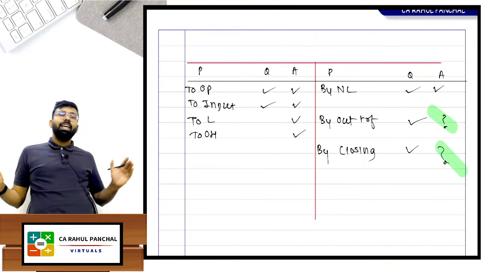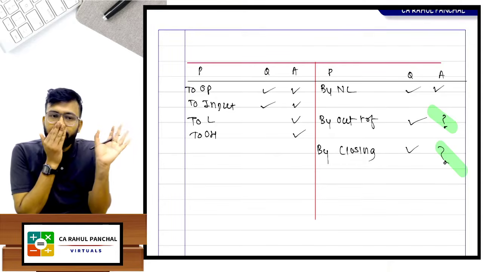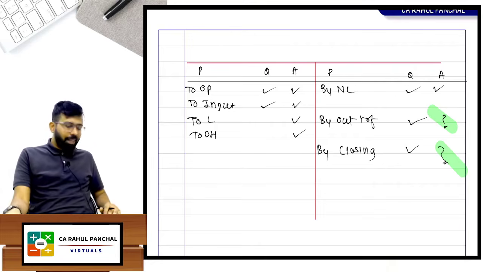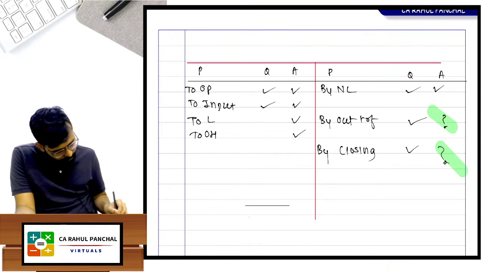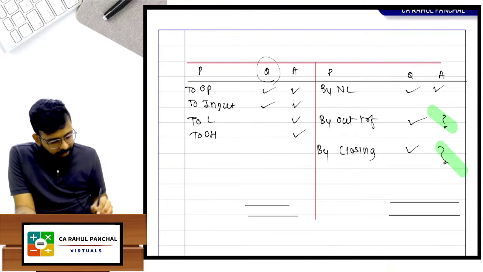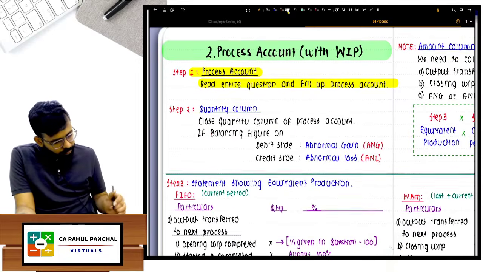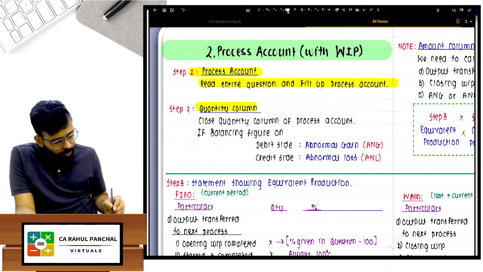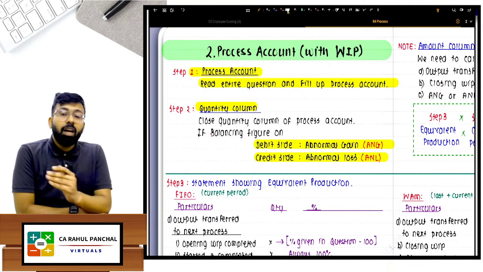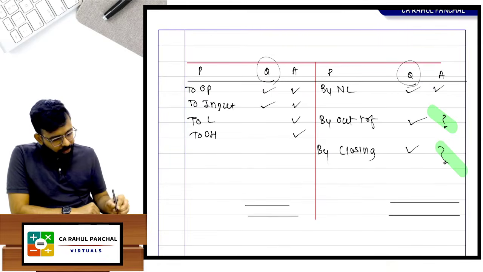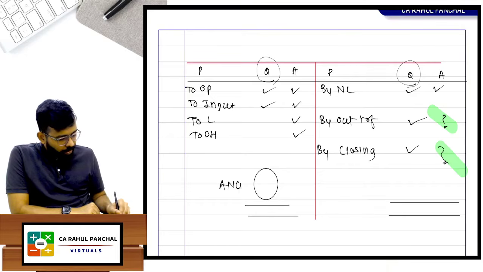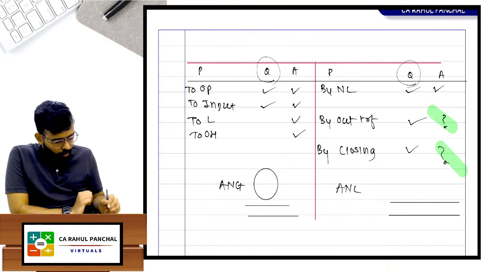So now I can say that when you solve the question, something like this will happen. Read the entire question and fill up the process account. यहाँ तक का डेटा आ जाएगा. Now next step, close the quantity column. When you close the quantity column, which is the second step, देखो, if you close the quantity column, अगर balance debit में है, it is abnormal gain. If the balance is on the credit side, it is abnormal loss. Now while closing this, if the balancing figure is appearing here, it is going to be abnormal gain. If it is appearing here, it is going to be abnormal loss.